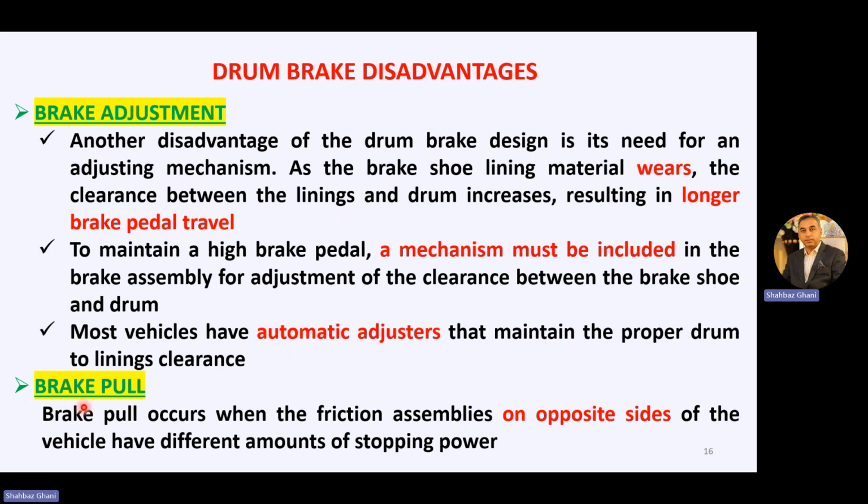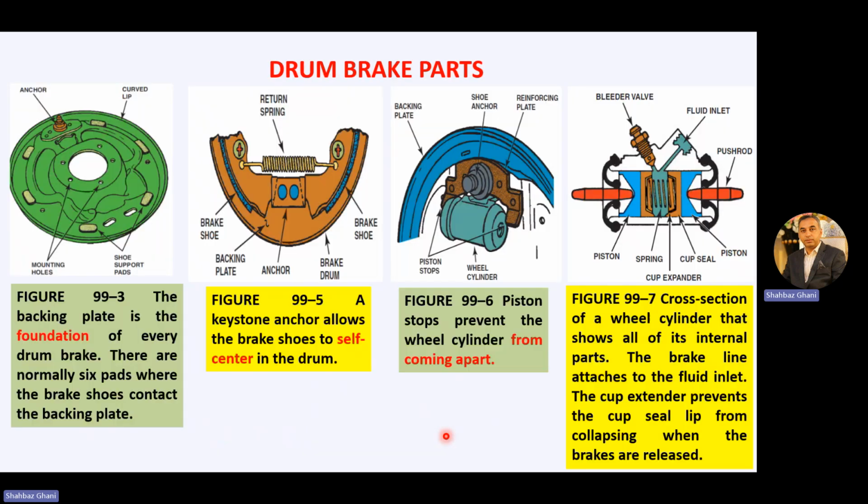Brake pull, the third disadvantage. Brake pull occurs when the friction assemblies on opposite sides of the vehicle have different amounts of stopping power. Because we are using lining material, the friction properties change, and due to this change, brake pull occurs. So these are the three disadvantages of the drum brake.